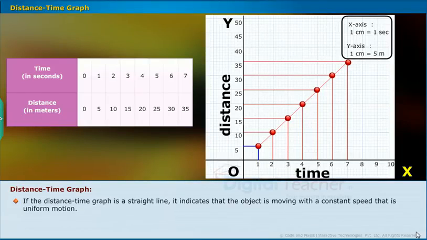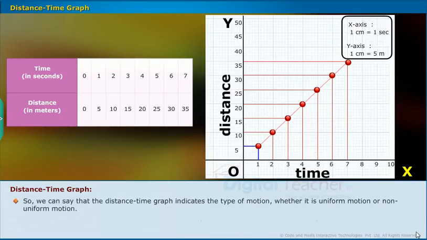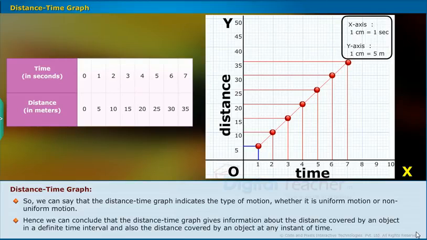If the distance time graph is a straight line, it indicates that the object is moving with a constant speed, that is, uniform motion. However, if the speed of the object keeps changing, the graph can be of any shape, that is, non-uniform motion. So, we can say that the distance time graph indicates the type of motion, whether it is uniform motion or non-uniform motion. Hence, we can conclude that the distance time graph gives information about the distance covered by an object in a definite time interval and also the distance covered by an object at any instant of time.